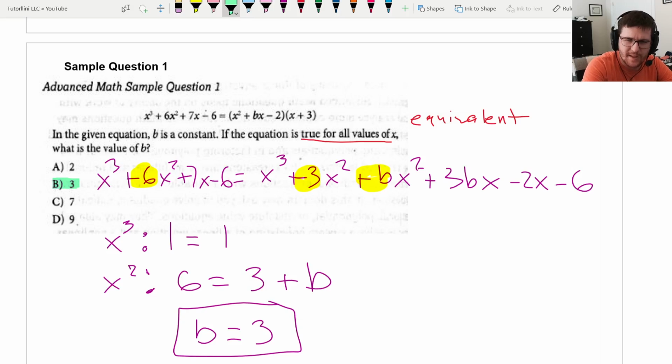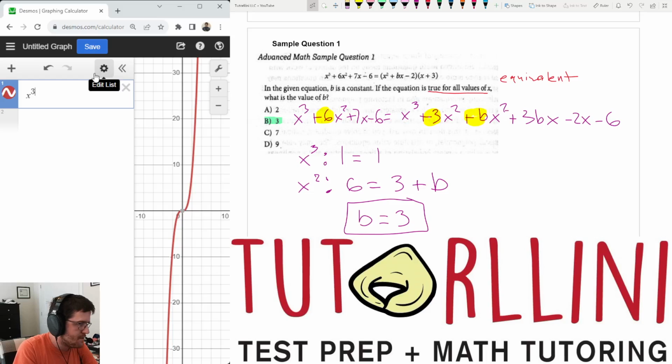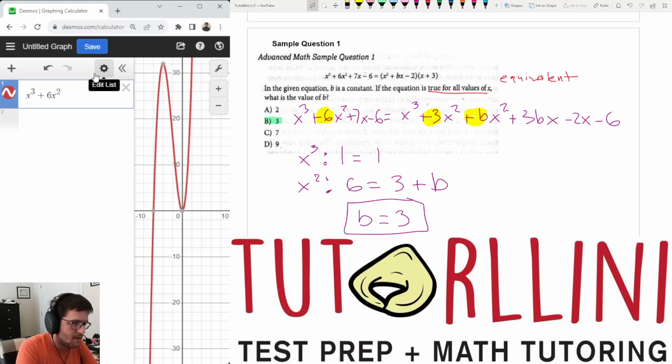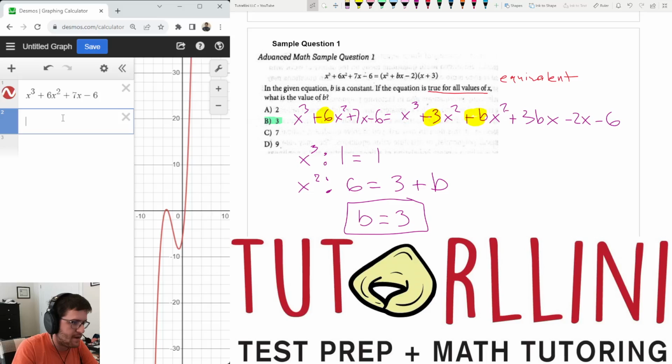So I want to point out a great way to do this. I think I talked about this a little bit. You can guess and check for equivalent expressions with just x's in them pretty easily using Desmos. So let's do that just to show the idea. So x cubed plus 6x squared plus 7x minus 6. And then if I type in the other side, x squared plus bx minus 2, x plus 3.